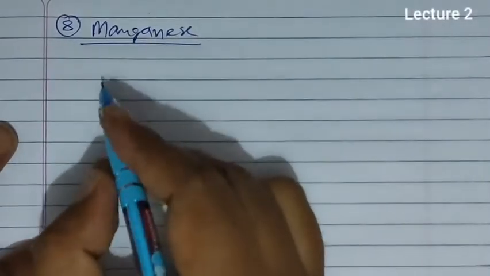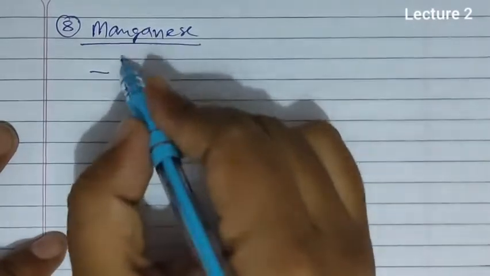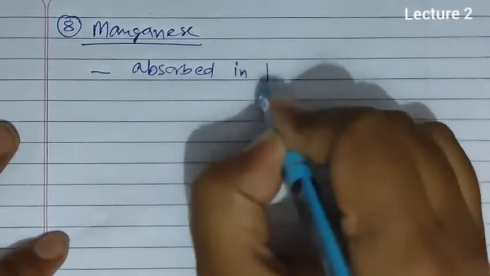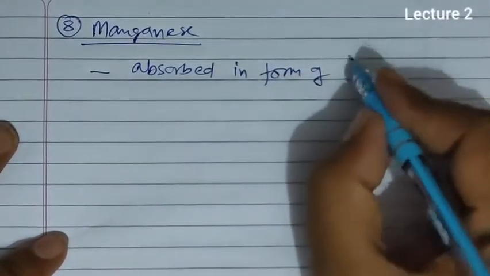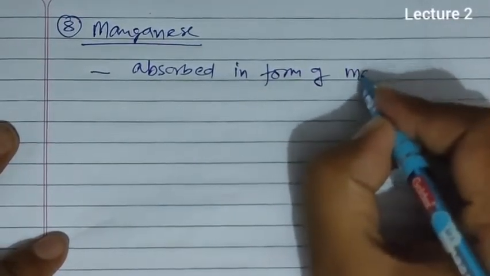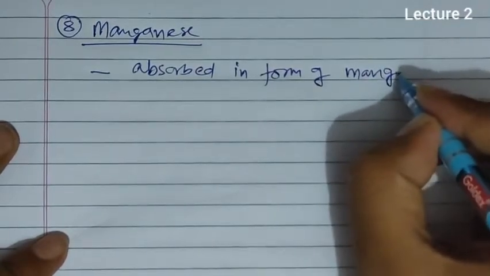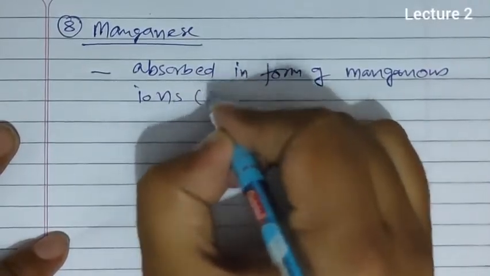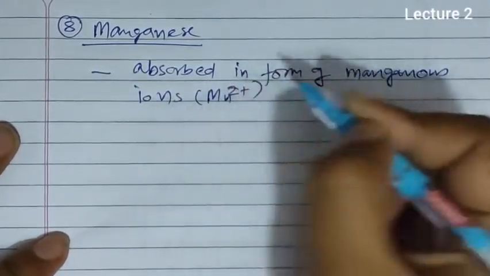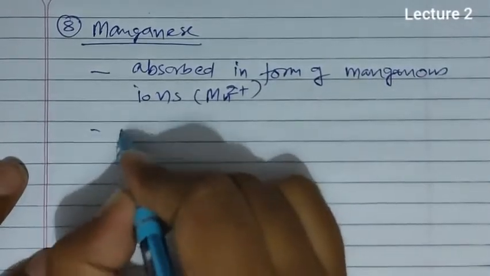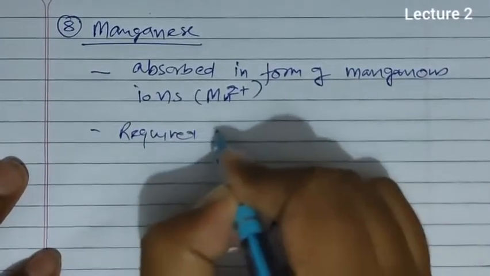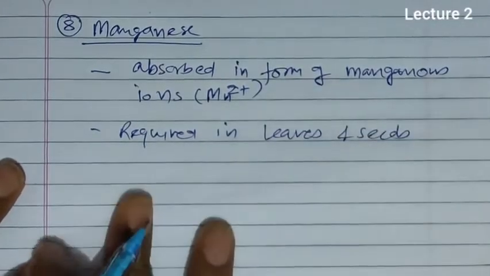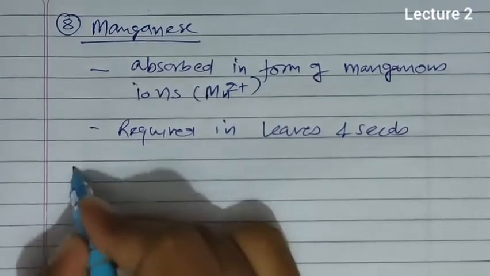Now this manganese is the micronutrient which is absorbed in form of manganese ion, that is Mn2 plus from the soil. It is required mainly in leaves and seeds.